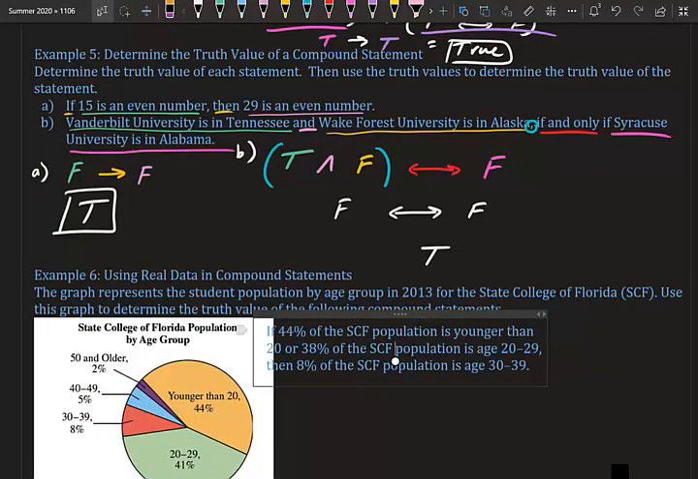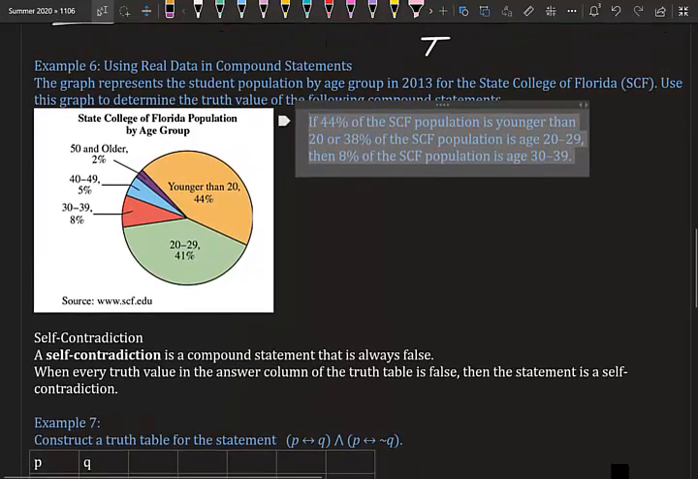Okie dokie, let's move on to our next example. Example 6.